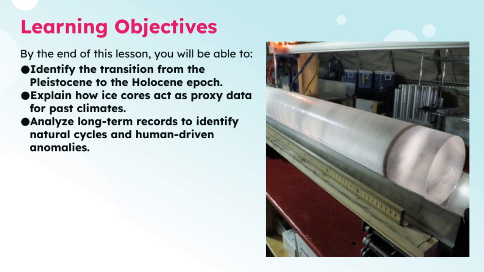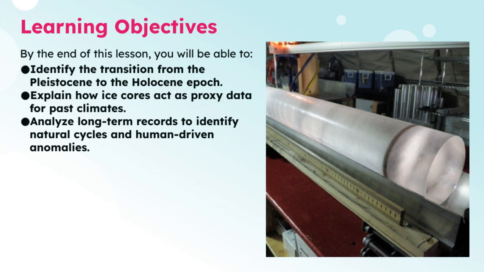Second, you should be able to explain how ice cores act as proxy data for past climates. Proxy data means indirect evidence. Before humans had thermometers and weather stations, we still needed ways to understand past temperatures and atmospheric conditions. Ice cores help us do that.